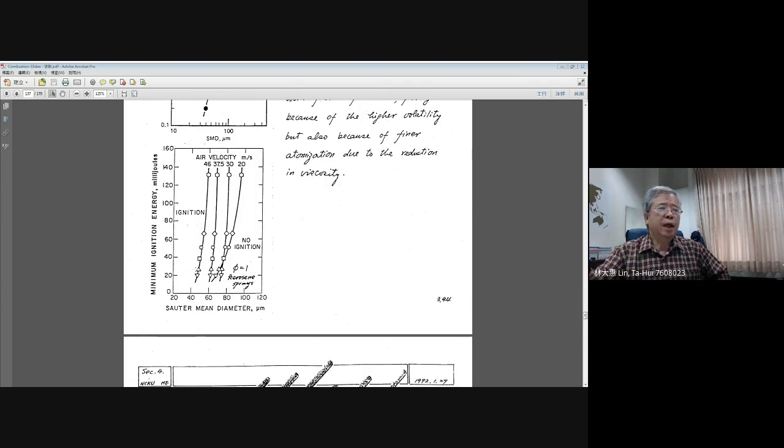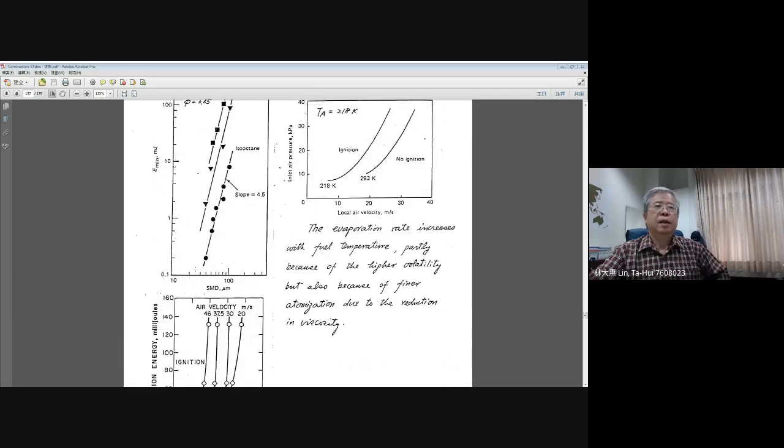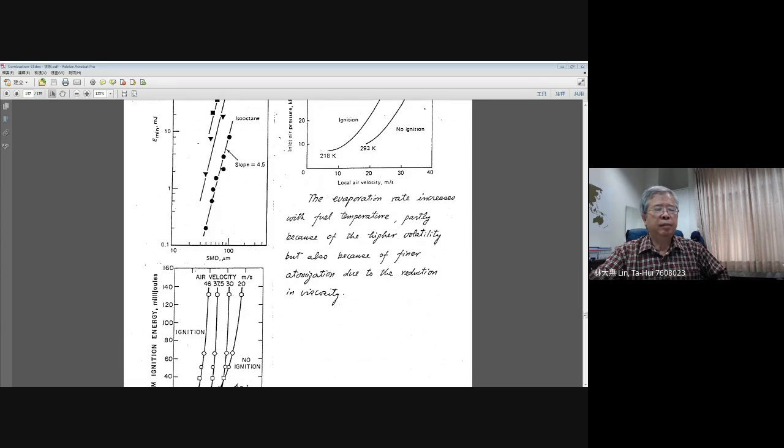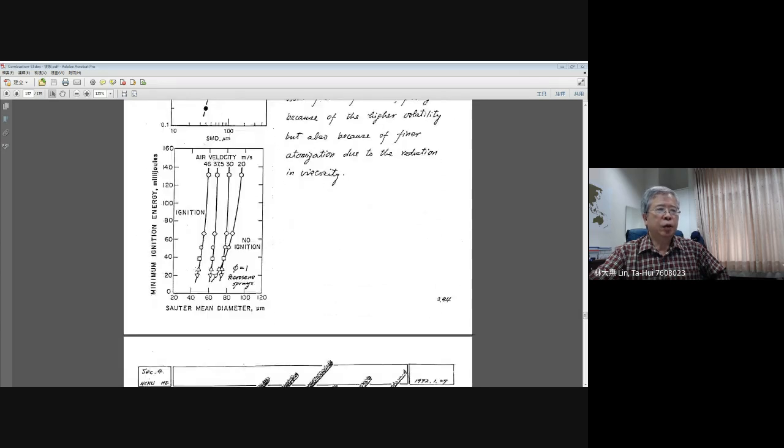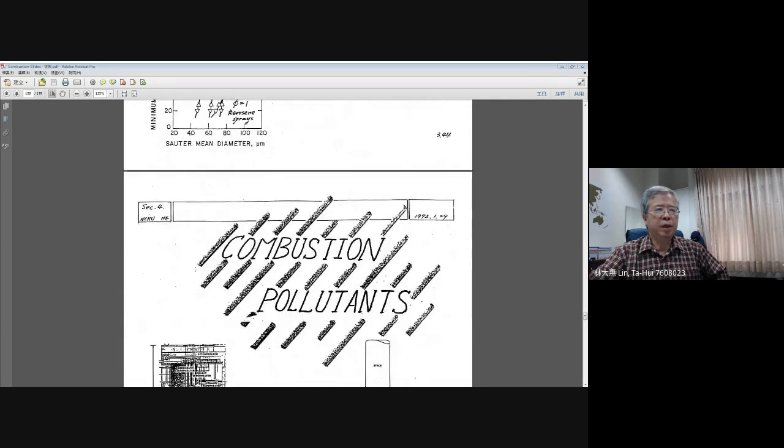Now we end the introduction on spray combustion up to here, and we still have some time to go through the descriptions of combustion pollutants. I think this is very important, and I will give you a brief introduction to the formation of the combustion products, and then look at their details.